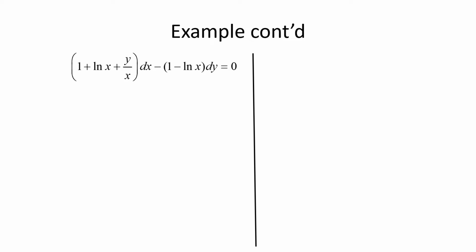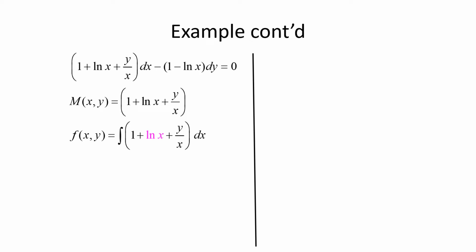We're going to start by taking the integral of m with respect to x. So the function we're looking for, f of x y, will be the integral of 1 plus the natural log of x plus y over x dx. If we integrate this, we're going to get f of x y equals x plus x natural log of x minus x plus y times the natural log of x. And then we'll add our arbitrary function g of y.